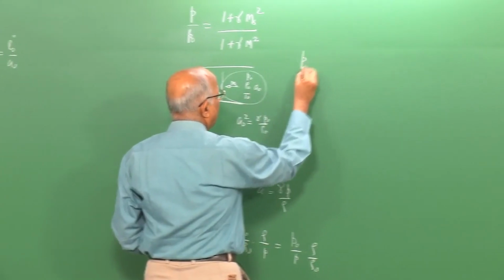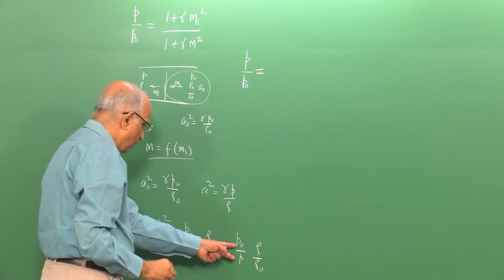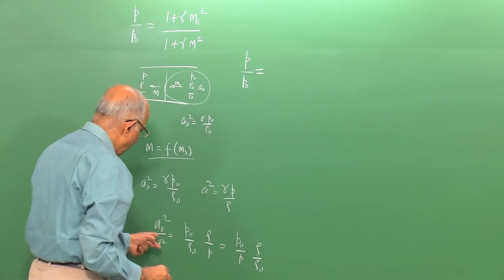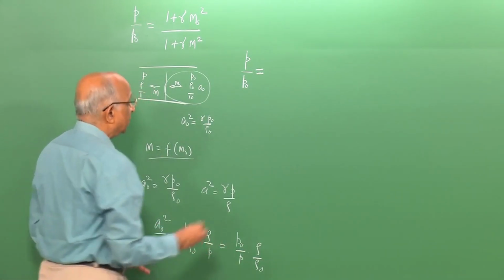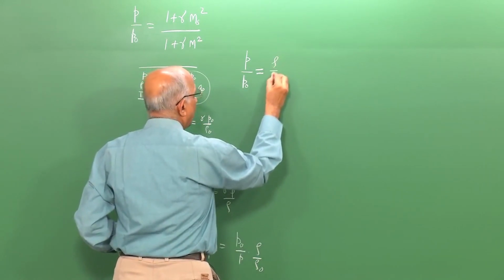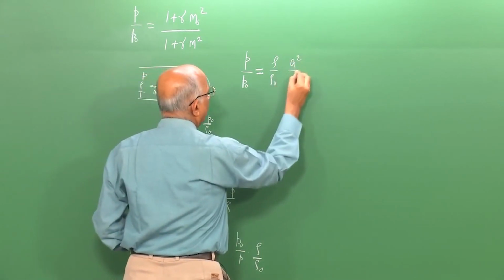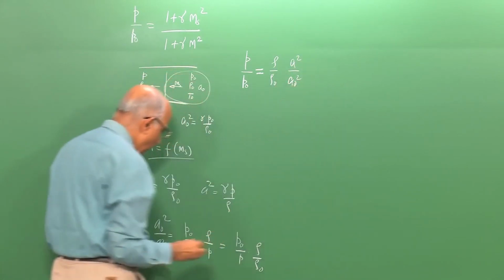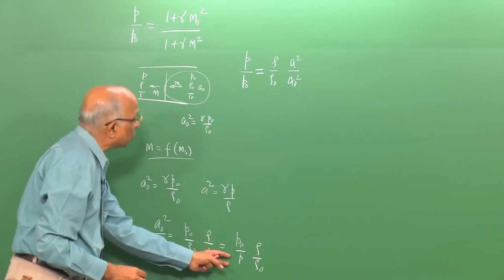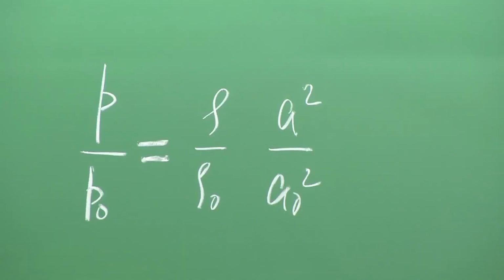Let me write it here, P by P0 is equal to rho by rho 0 into A square by A0 square. All what we have done is I take P by P0 into A0 square by A square into rho by rho 0.